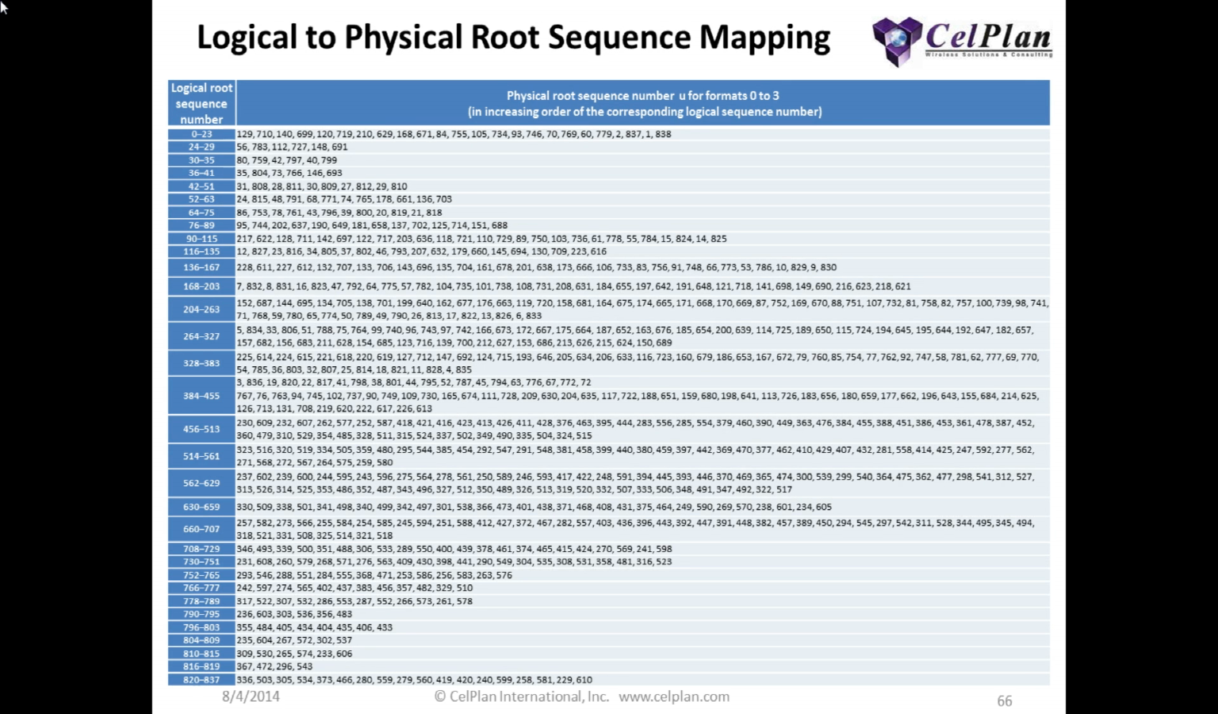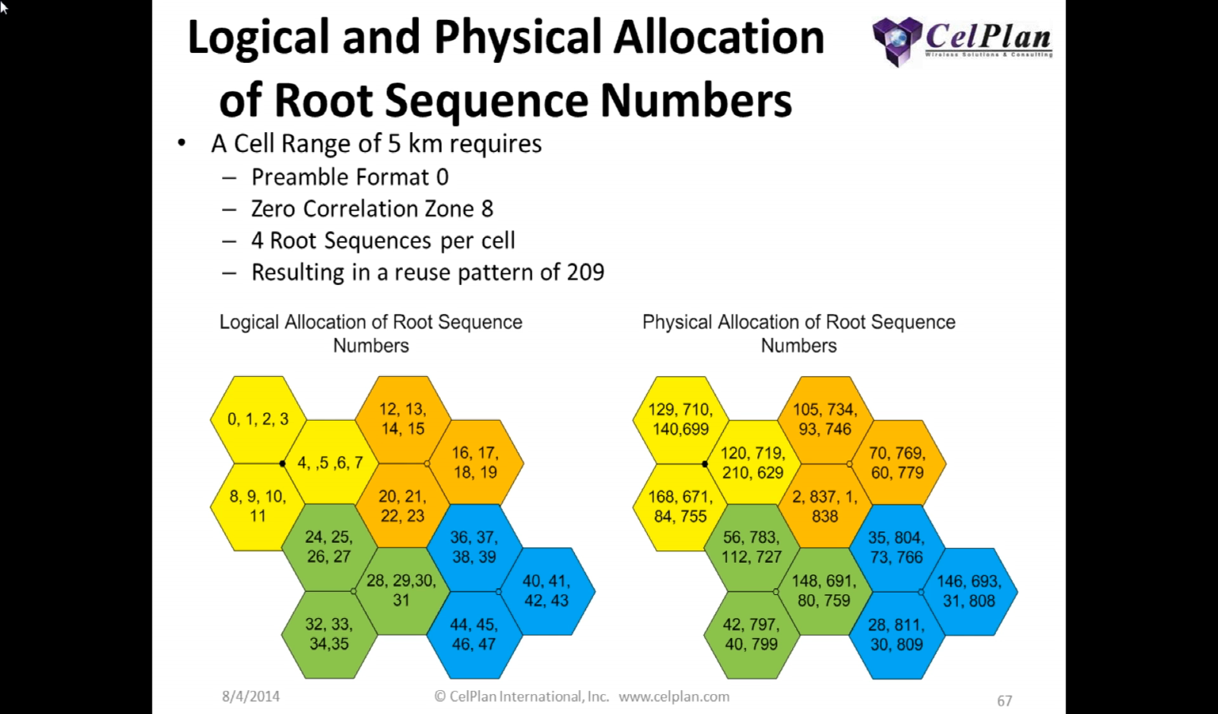What the 3GPP does, it prepares this table here that maps logical sequence numbers to actual sequences. So what happens now is that because those numbers will be close to each other, it chooses sequences that are as orthogonal as possible to each other. So that's why it does this mapping. So when we design, we will design like this.